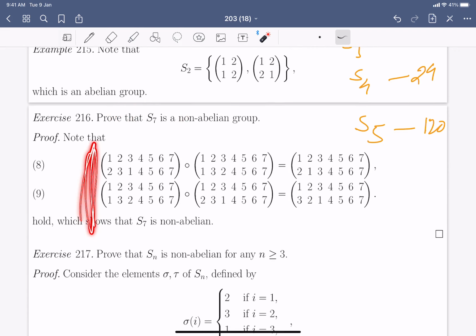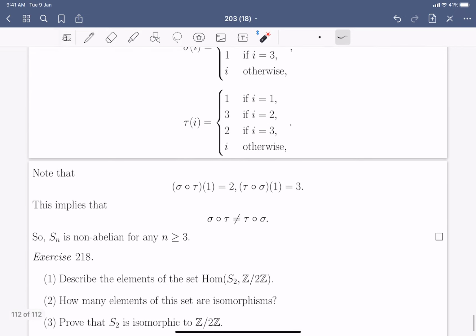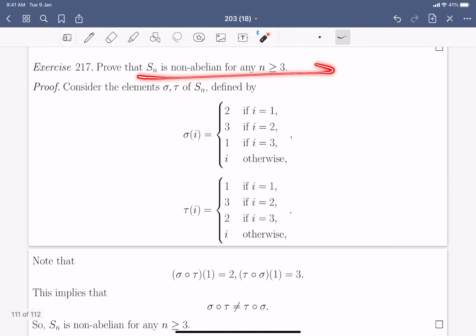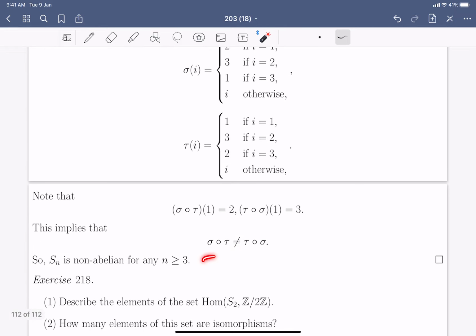By reviewing the proof at least once or twice, we'll immediately see that these two compositions are not equal. That will establish that Sn is non-abelian, because we have come up with two elements sigma and tau such that they do not commute, or their composition depends on the order in which we take them.